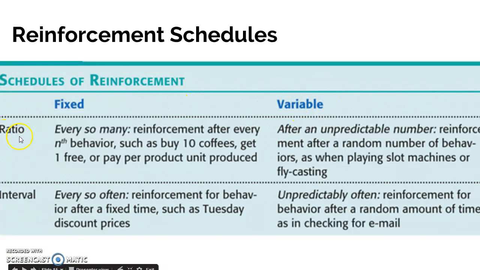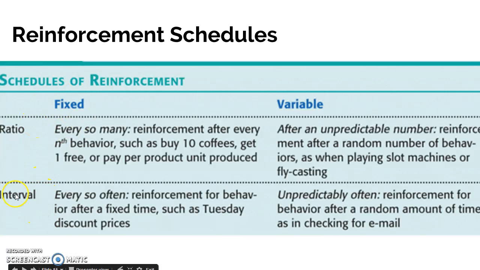Now on this side of the chart we've got ratio and interval. Think of ratios, you deal with math, so it's going to be some sort of a number. Interval is going to be some sort of time. So if we put those together, a fixed ratio will be a fixed number. If you buy 10 coffees, you get the 11th one free. That's fixed. You know that going in.